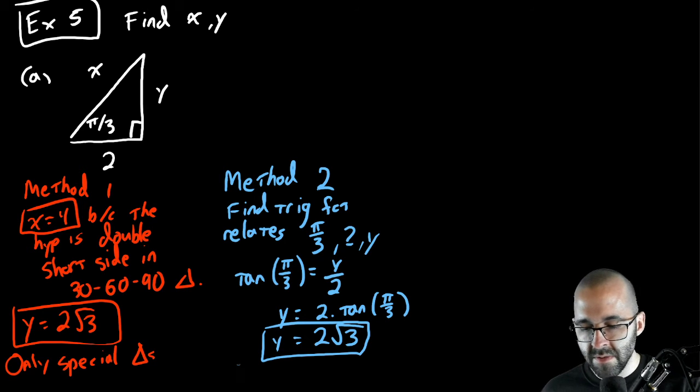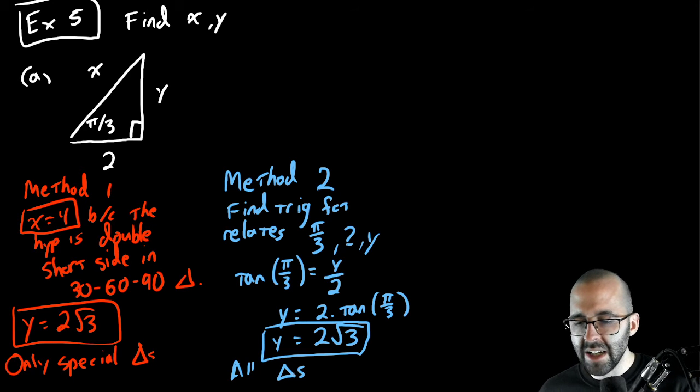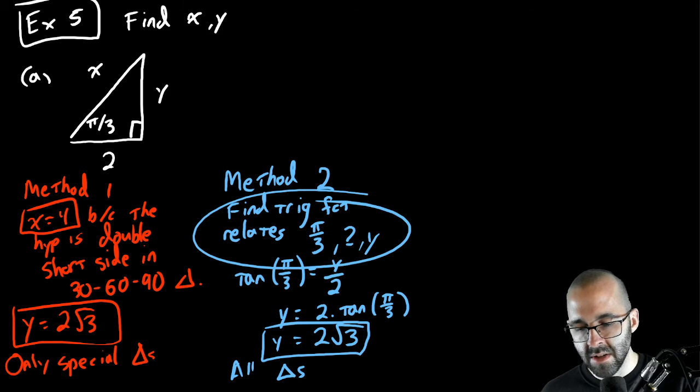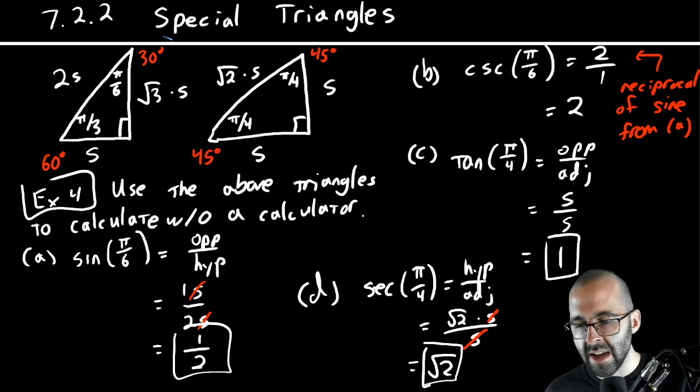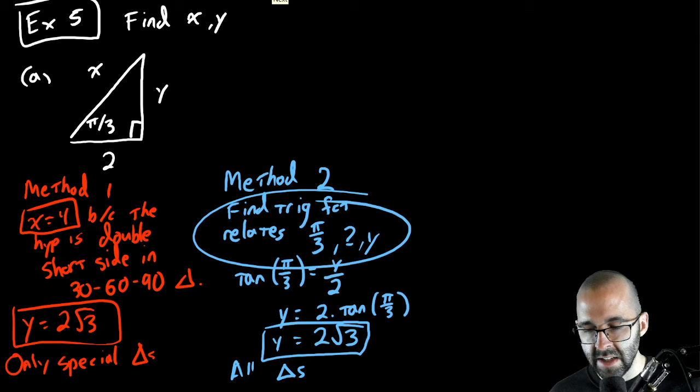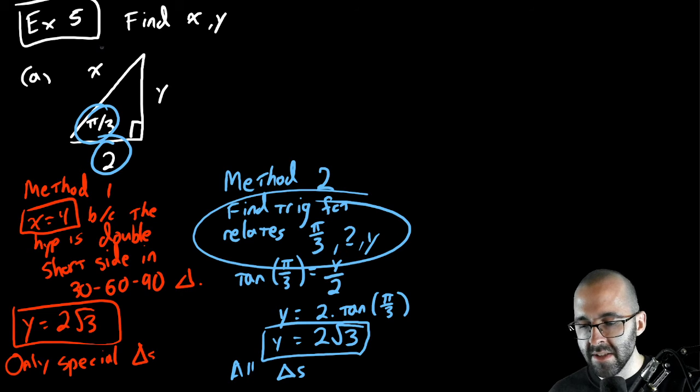The second method is all triangles. And we need to figure out what x is too, right? So we do the same thing, do this again, but with x. Whoa. I can't uncircle that now. All right, so we need to relate these three things. How do we relate these three things?